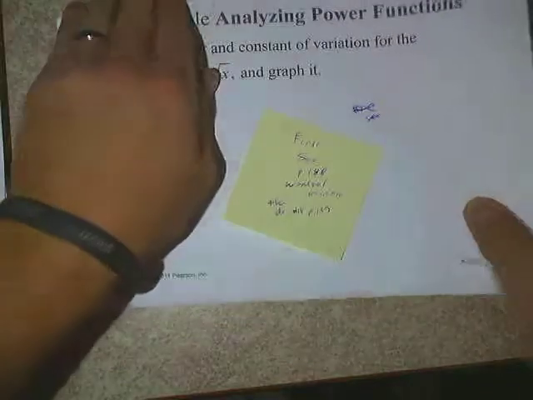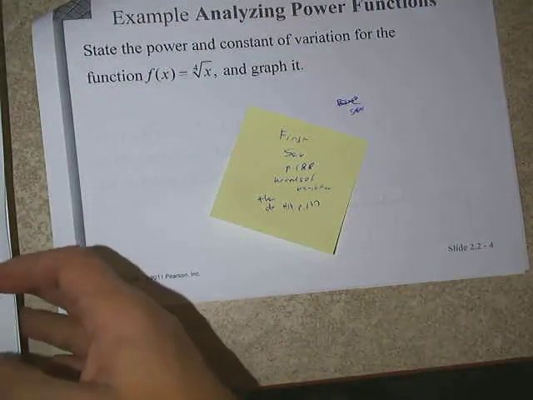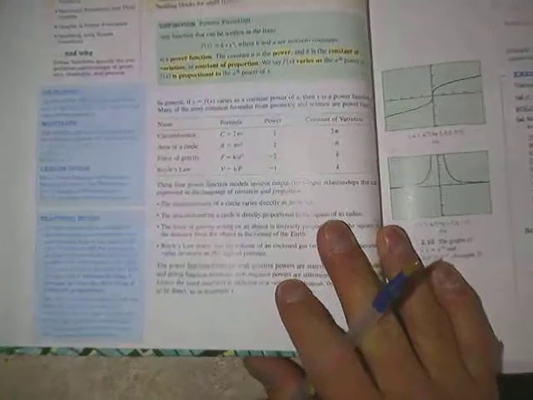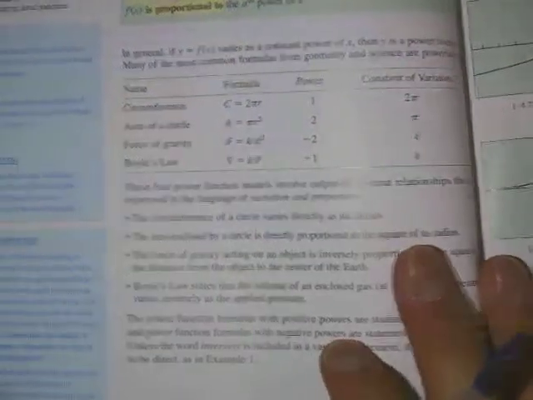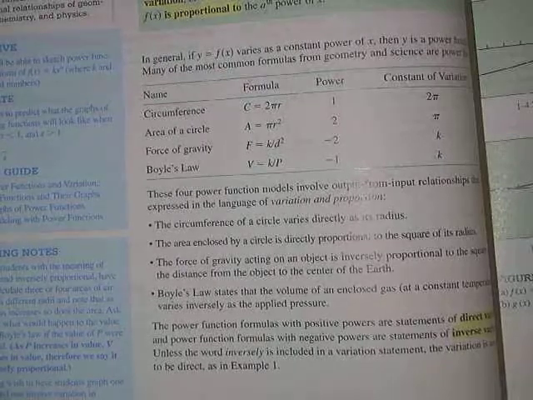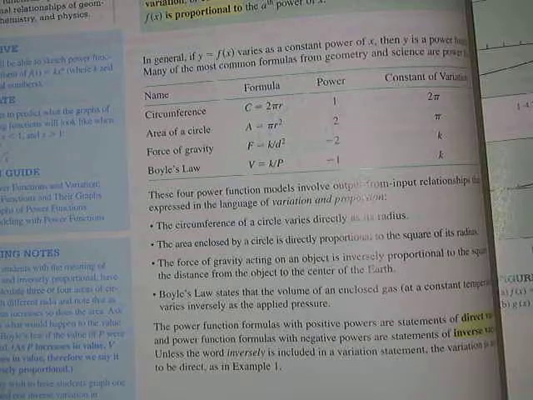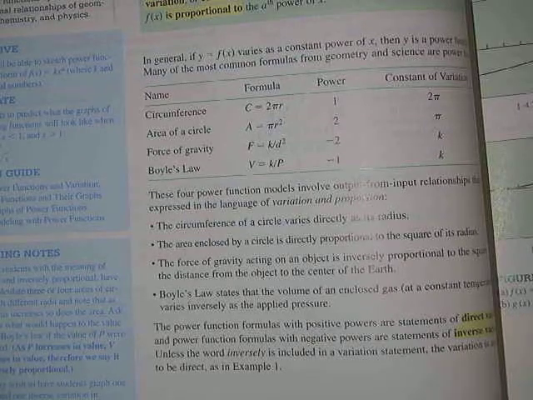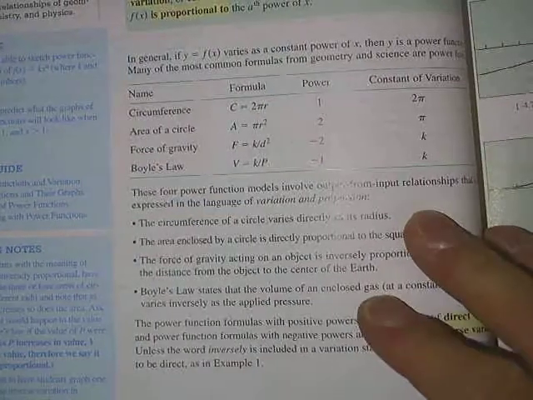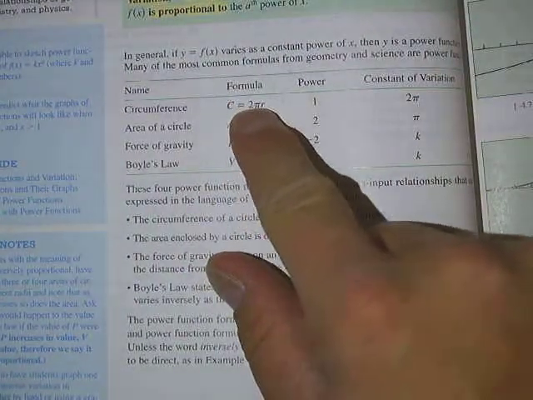So, first thing I want you to look for, I should say, is on page 188. I'll show you that real quick. We have a few examples of some power functions that we use in real life situations. There's 4 formulas here from math and science: the circumference formula, area of a circle, force of gravity, and Boyle's law. Those two last ones from science, of course. These qualify as power functions.